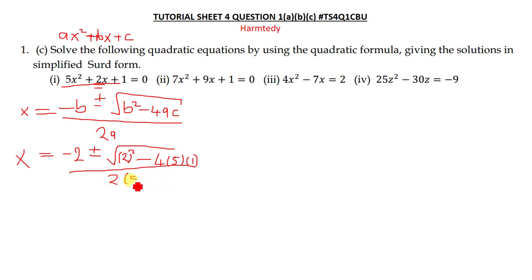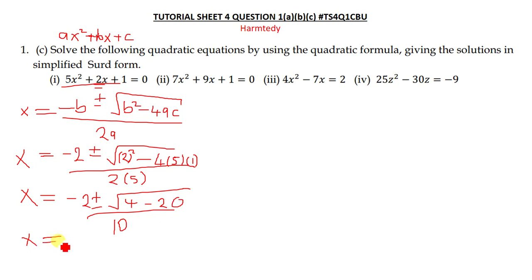So our a is 5. So this is also going to give us a complex solution. Yes, so you're going to get negative 2 plus or minus. When you find the square root of this, you're going to have 4 minus 20, then everything over 10. So the value of x there is just going to be negative 2 plus or minus the square root of negative 16 over 10.